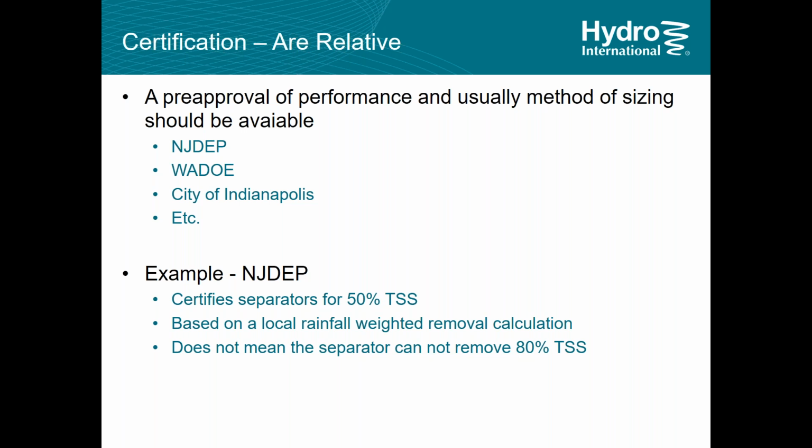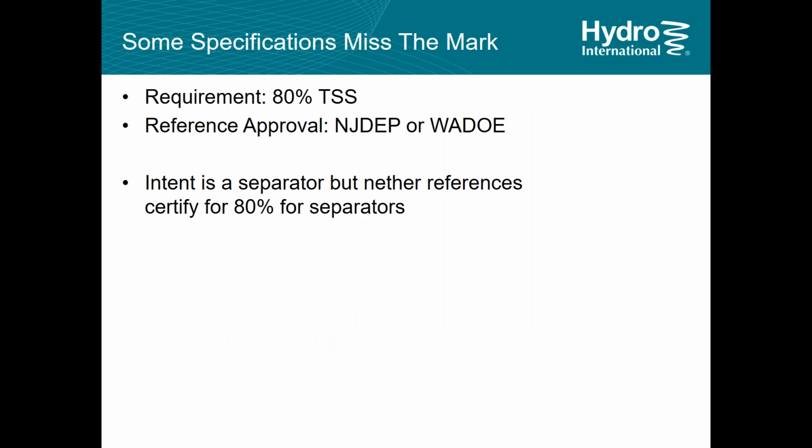If you want 80% TSS in New Jersey, you have to use a filter. It's just the way the testing is. But it doesn't mean that a separator can't remove 80% TSS. It just means you've got to look at how the testing is done and work out how to get there. This is one of the areas that's a little bit of a problem we see at the moment. When we look at our major clearinghouses like New Jersey and Washington DOE, separators are generally tested for 50% TSS removal because that's what their local regulation requires.